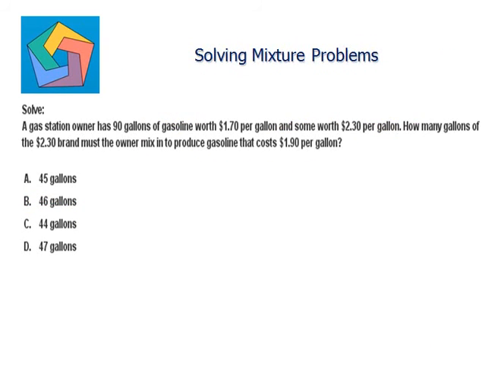Next problem. Solve. A gas station owner has 90 gallons of gasoline worth $1.70 per gallon and some worth $2.30 per gallon. How many gallons of the $2.30 brand must the owner mix in order to produce gasoline that costs $1.90 per gallon? So as we did in the previous question, let us assume the owner mixes X gallons of gasoline. Let X gallons of the $2.30 brand be mixed in order to produce the mixture.